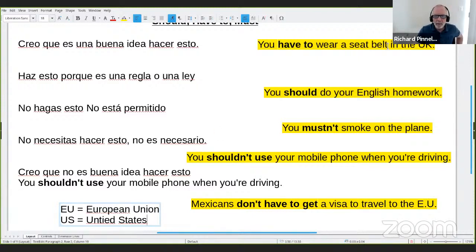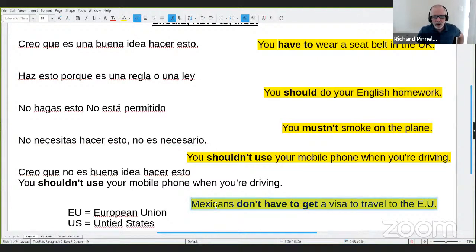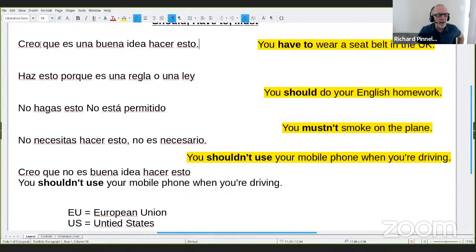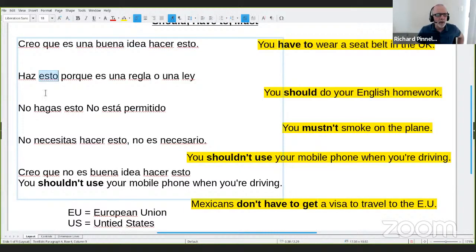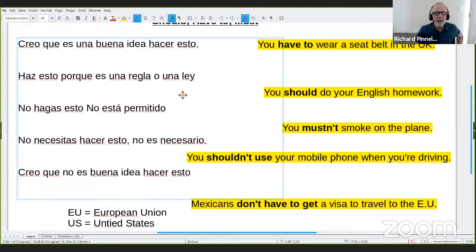So, you have to wear a seatbelt in the UK. You should do your English homework. You mustn't smoke on the plane. You shouldn't use your mobile phone when you're driving. Mexicans don't have to get a visa to travel to the EU. Here, on this side, tengo algunas reglas escritas en español. Actually, that one there has already got the answer. So lo que tenemos que hacer es juntar las frases con las reglas.